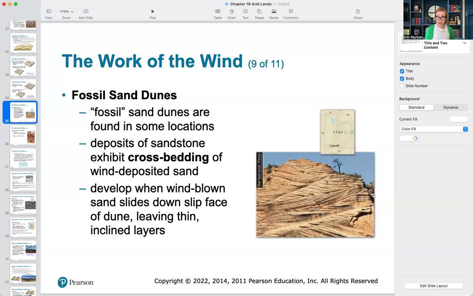We also have fossil sand dunes. In some locations, we find fossil sand dunes, which are ancient dunes preserved in rock. Throughout the southwestern United States, vast deposits of sandstone exhibit distinctive cross-bedding, angled layers formed when sand slid down ancient dune slip faces. Zion National Park's spectacular cliffs showcase this cross-bedding beautifully, preserving massive dune systems from 190 million years ago, when this region was a vast desert.